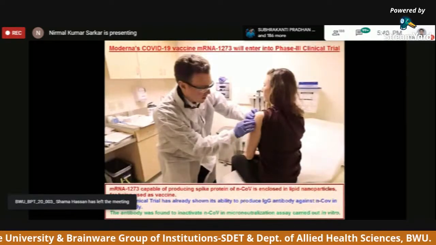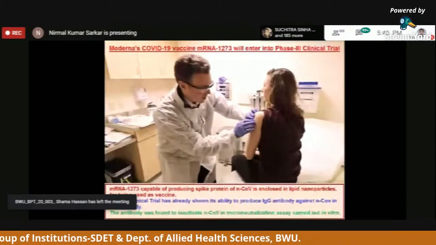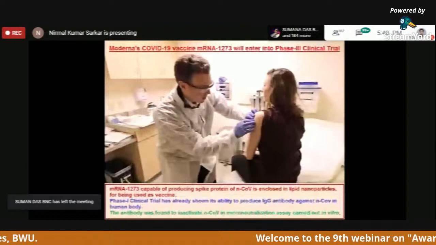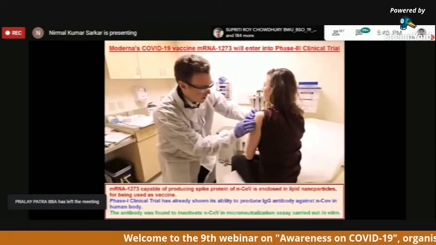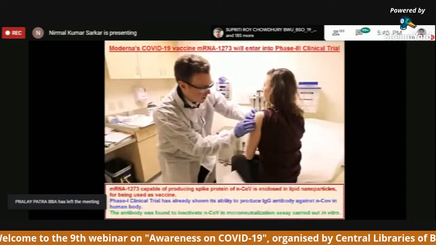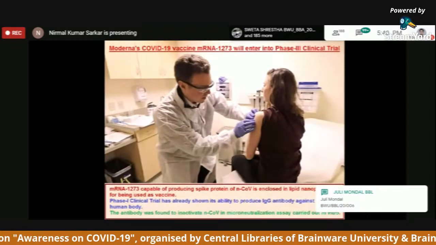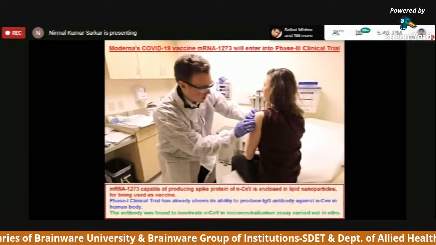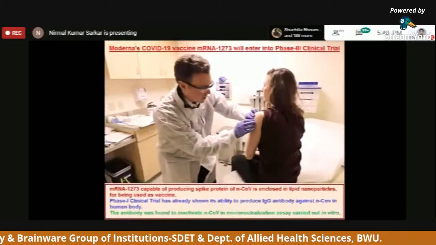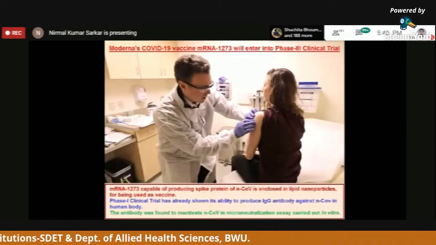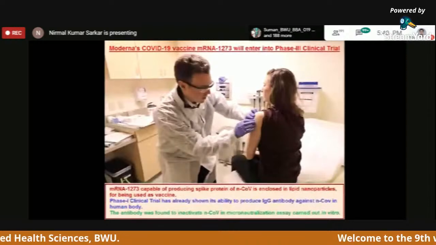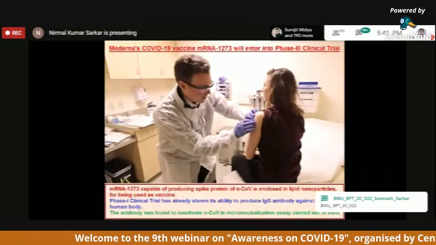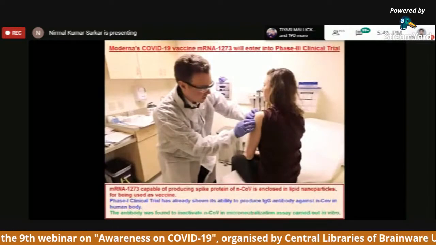Anyway, let me talk about a few prospective vaccine candidates. In this slide, it is about America's Moderna vaccine prepared by Moderna Biotech. Technically, it is a macromolecular vaccine called mRNA-1273. It is a synthetic mRNA, messenger RNA, capable of producing spike protein of novel coronavirus. This RNA has been chemically made stable and then enclosed in lipid nanoparticles for being used as vaccines.